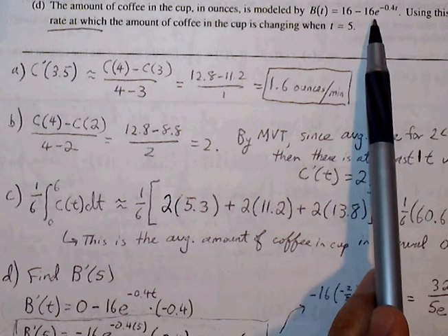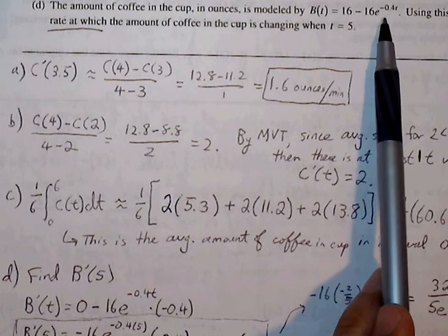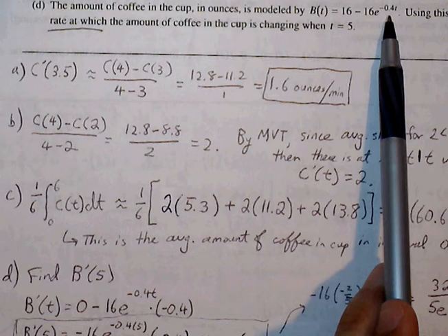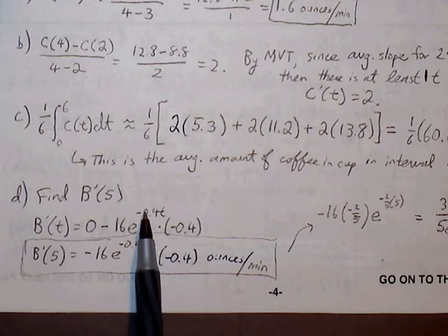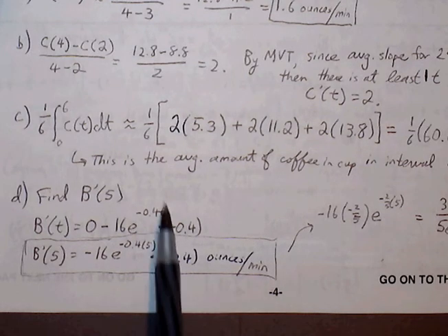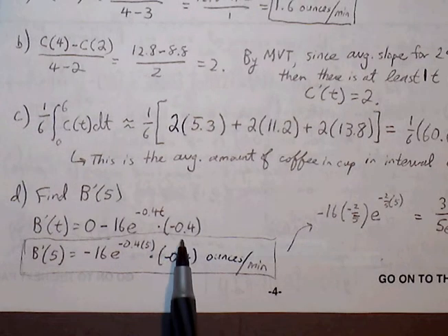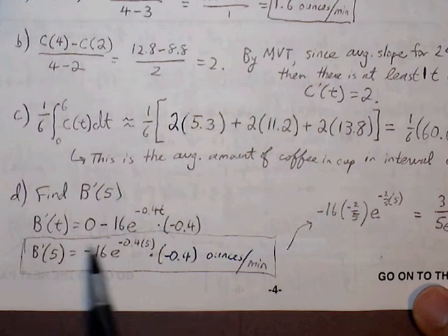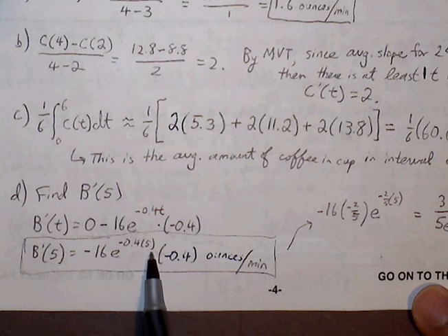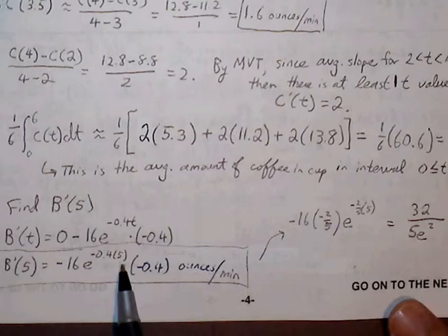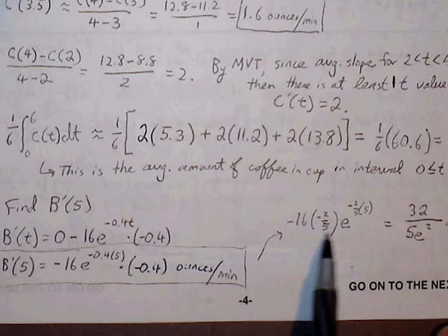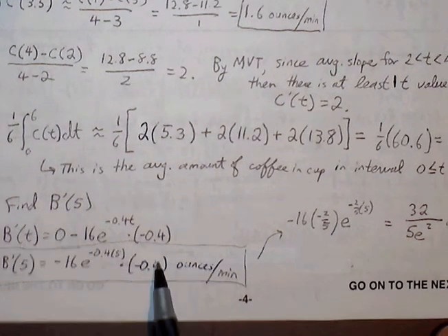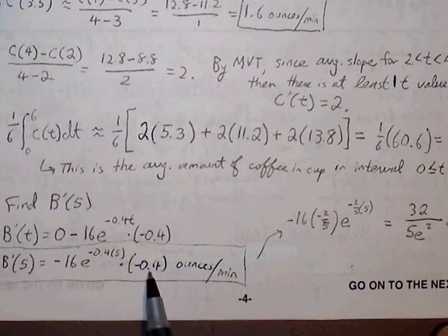So the derivative rule for e to the u is e to the u times u prime. So we have negative 16 e to the u times e to the u times u prime. So the derivative of negative 0.4t is simply negative 0.4. Now we can replace the t value with 5, and 0.4 times 5 gives us negative 2/5.